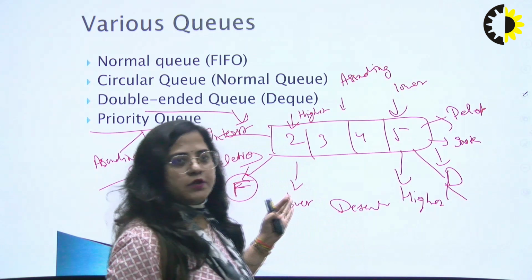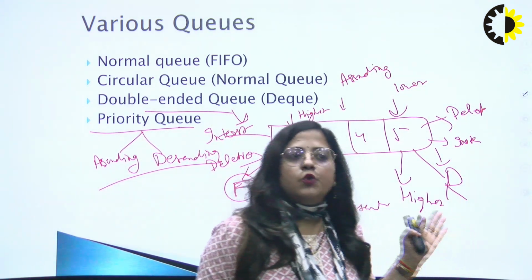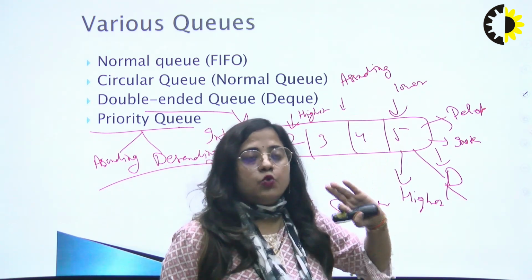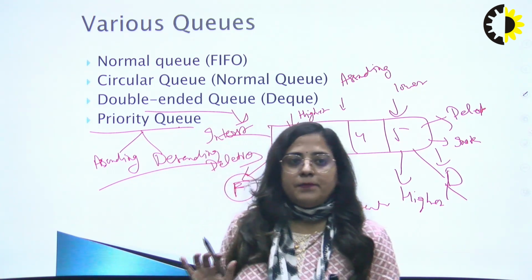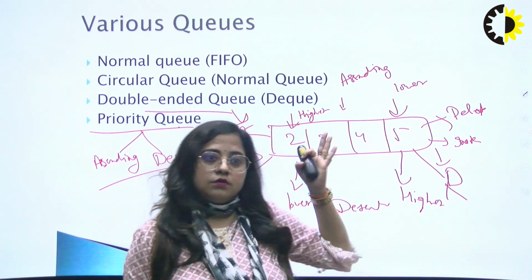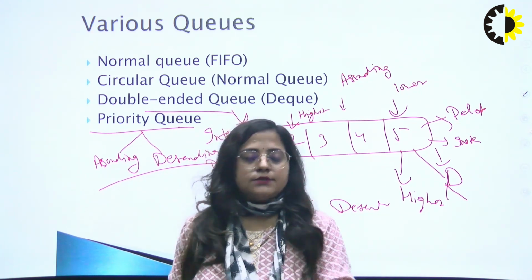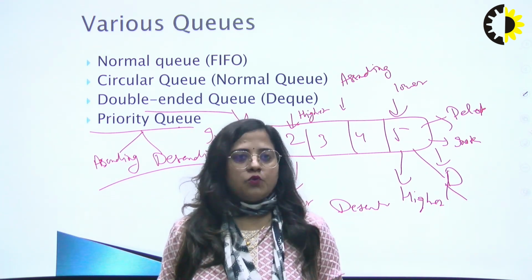So these are the various queues: normal queue, circular queue, double-ended queue, priority queue. These are some examples of simple queue. So in this lecture, I have completed the remaining part of stacks and queue introduction, operations of queue and applications of queue. So thank you so much.